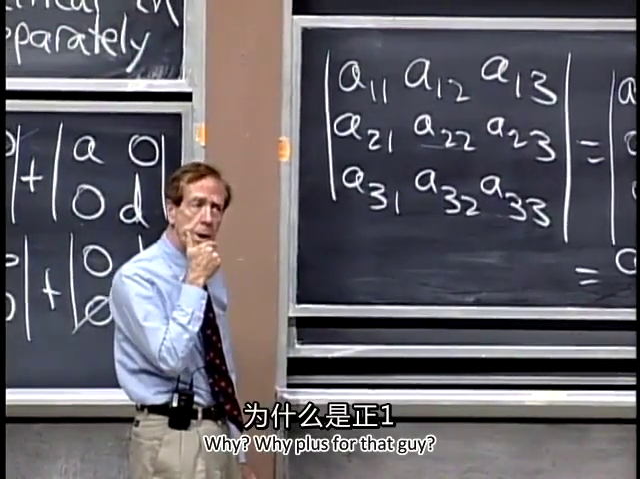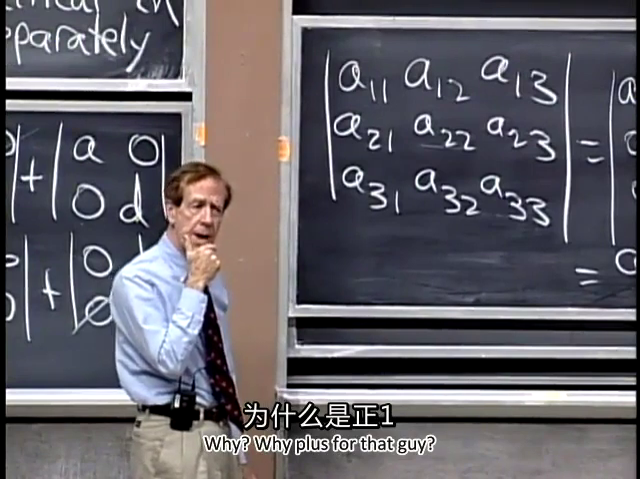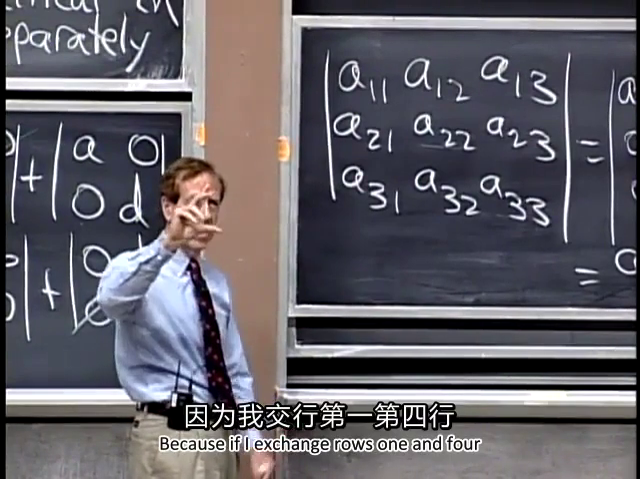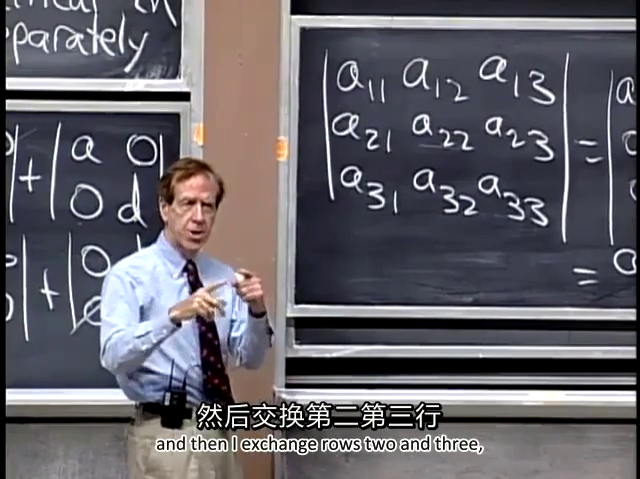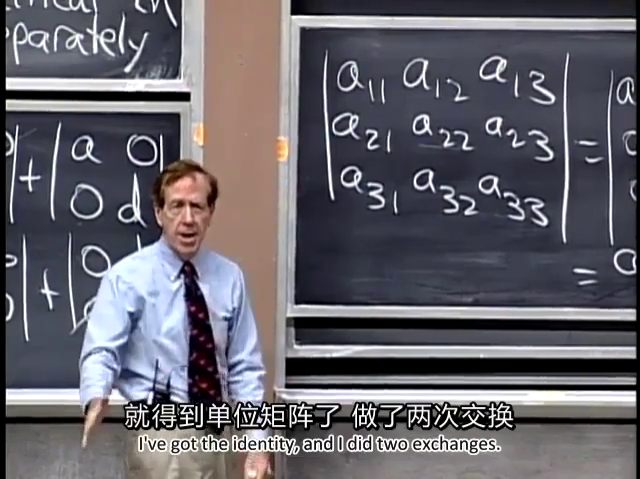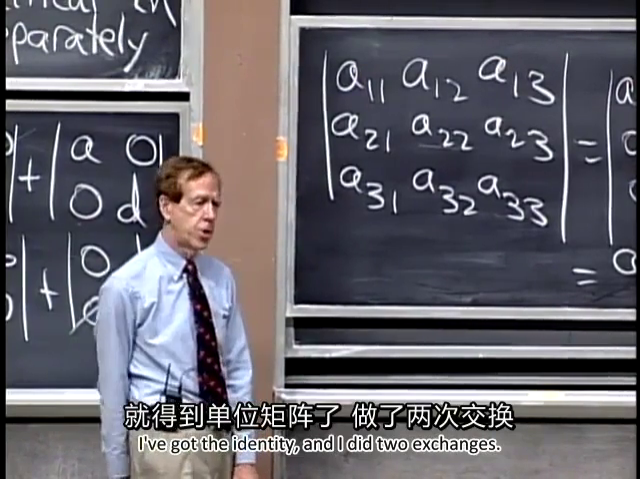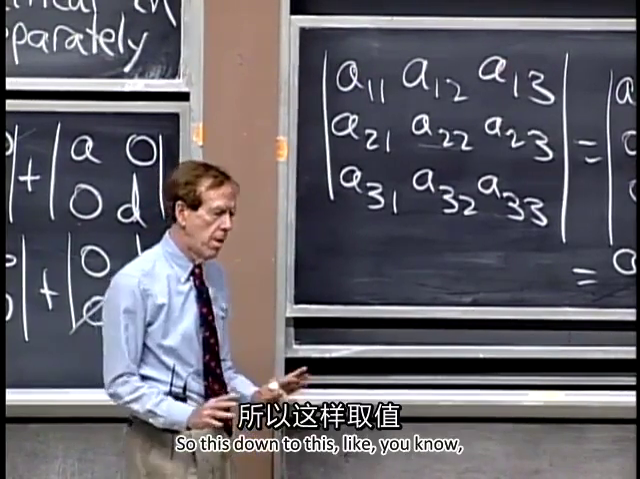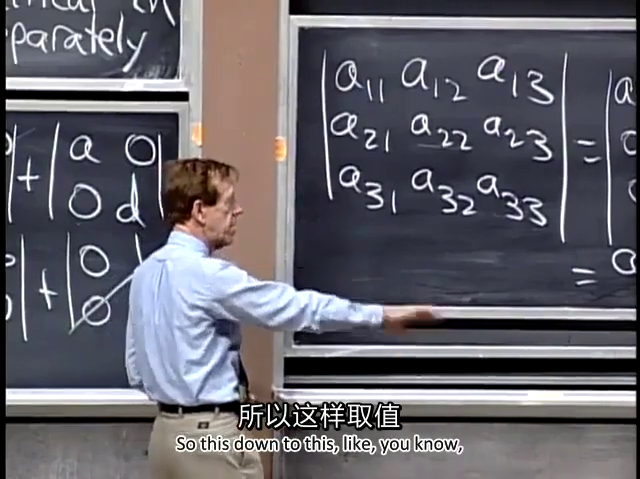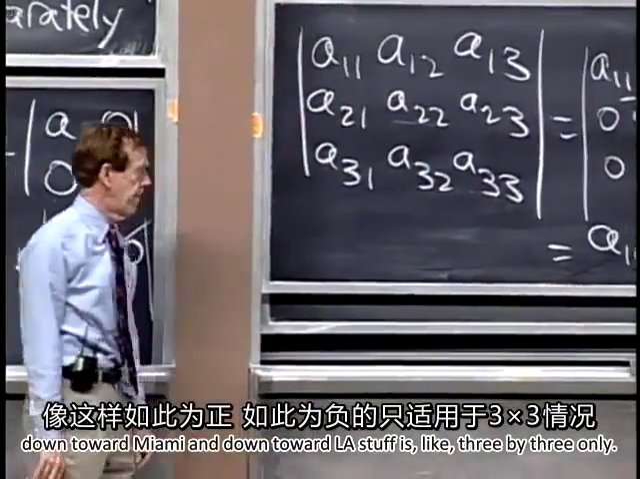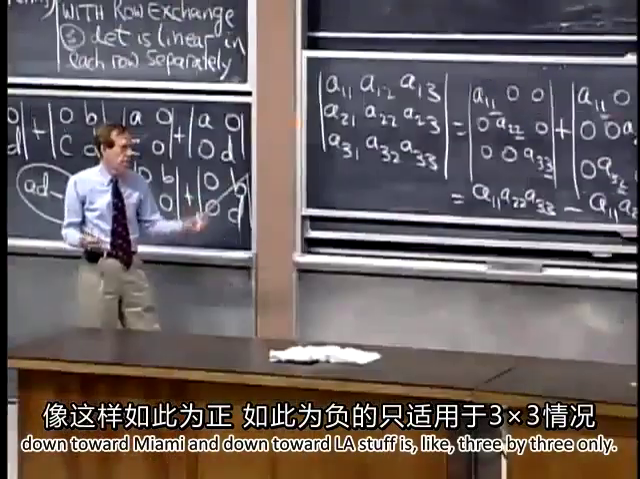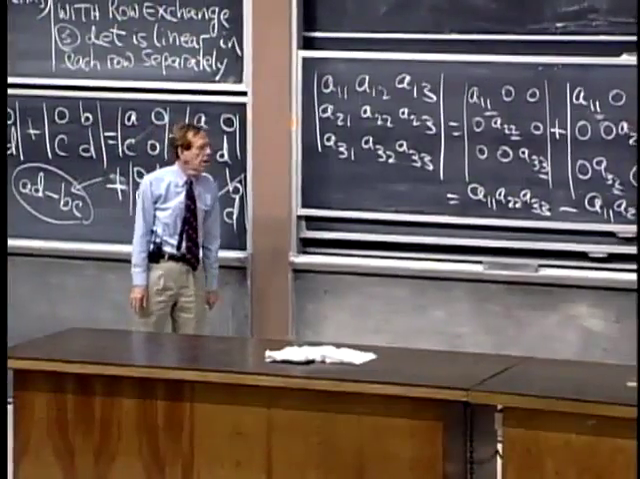Why? Why plus for that guy? Because if I exchange rows 1 and 4, and then I exchange rows 2 and 3, I've got the identity, and I did 2 exchanges. So this down toward Miami and down toward LA stuff is like 3x3 only. Okay.